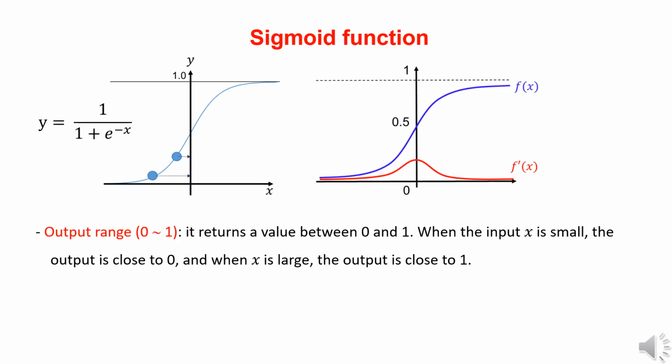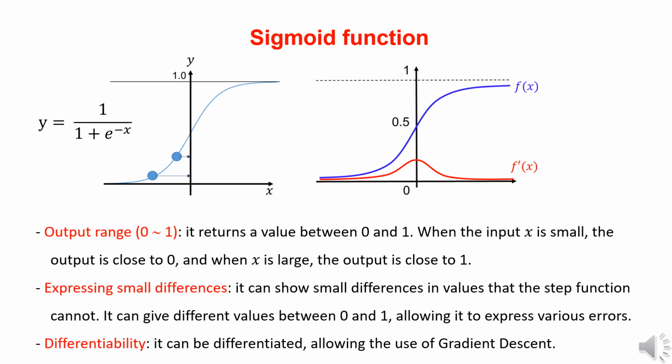Now let's look at the sigmoid function, an activation function often used in neural networks to overcome the limitations of the step function. Also known as the logistic function, the sigmoid function is defined as 1 divided by 1 plus the natural constant, e, raised to the power of negative x. As a result, it outputs values between 0 and 1 for any input x. When x is small, the output is close to 0, and as x grows, the output approaches 1.